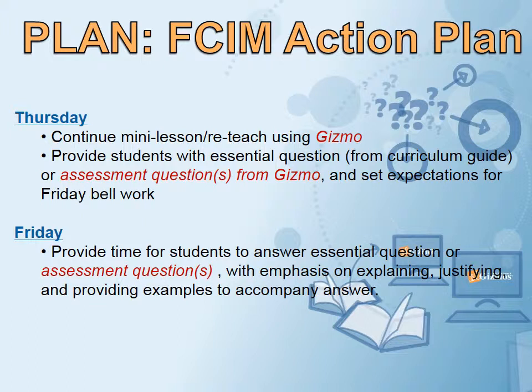On Thursday, provide the opportunity to continue that mini lesson and reteach using the Gizmo, as well as provide students with an essential question or something from the curriculum, some sort of assessment question that they will be working on. Possibly that could come right from the Gizmo with the 5 assessment questions that are found right below the Gizmo. Set the expectation that students will be working on this when they come in immediately on Friday in order to increase instructional time. Friday, when students come in, provide them with the opportunity to work on this essential question or this assessment question in order to gauge their level of understanding, with emphasis on explaining, justifying, and providing examples to accompany their work.